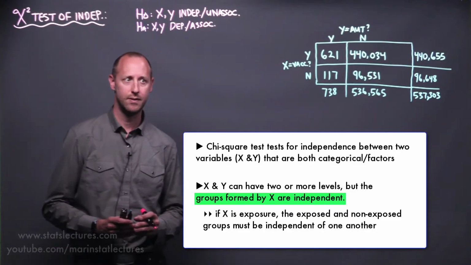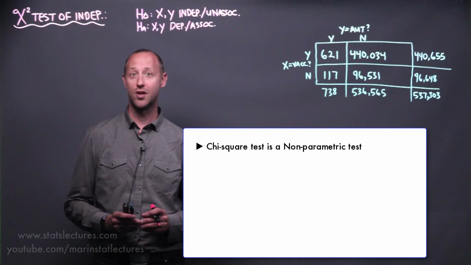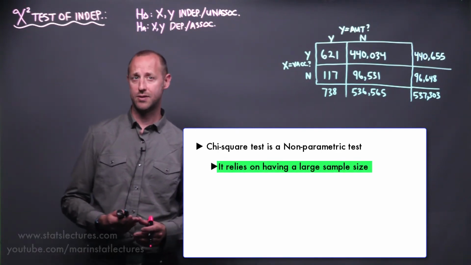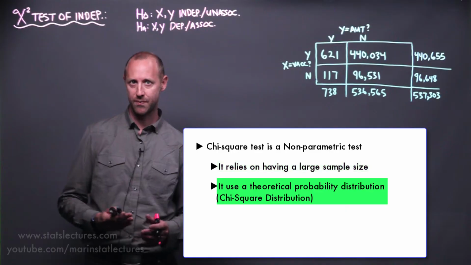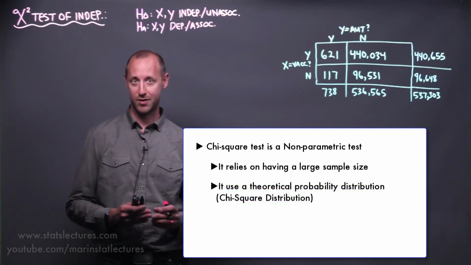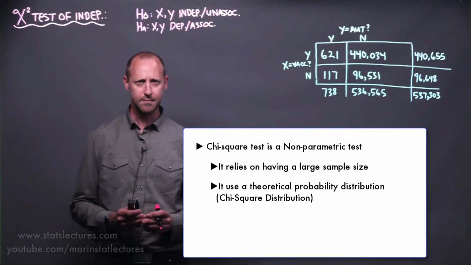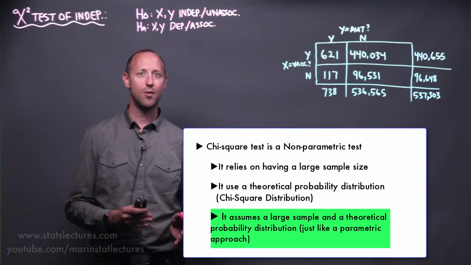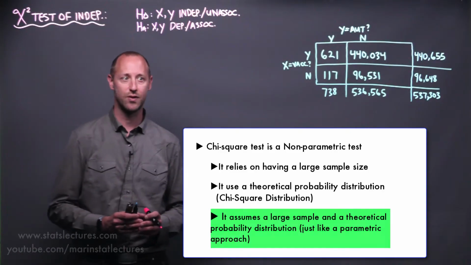That is, if x is whether an individual is exposed or not, the exposed and the unexposed group must be independent of one another. Well, technically, Pearson's chi-squared test is referred to as a non-parametric test, although it relies on having a large sample size, and it also uses a theoretical probability distribution, the chi-squared distribution. So it's very similar to the other parametric methods we've seen, like the t-test, analysis of variance, and so on. So while it is technically classified as non-parametric, it has a lot more in common with the parametric or the large sample methods that we've discussed so far.